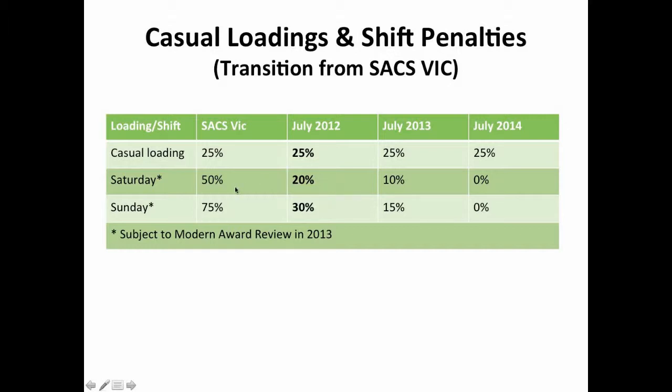So if you have casuals that are true casuals, irregular, not regular work, then you would phase down the Saturday loading from 50% to 20% as of July last year. This year will go to 10%, and then next year will be a 0%. Sunday is 75%. Goes down to 30% as of July last year. From July this year, it'll go to 15%. And then, as you can see here, as per the modern award, there's no loading applicable to a true casual. If you have got casuals that you regularly roster, we say you should get advice from your employer association because it's more likely that you'll need to maintain these loadings.